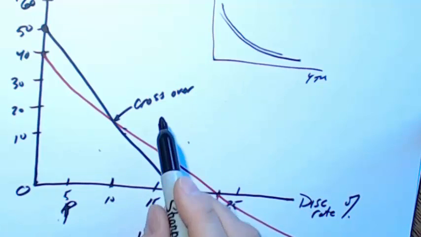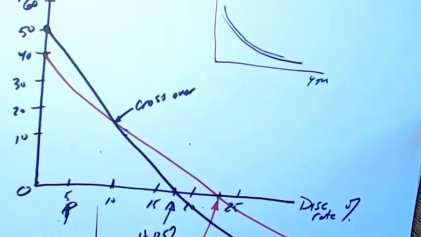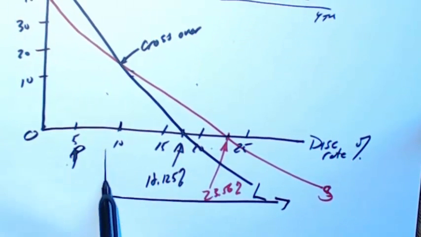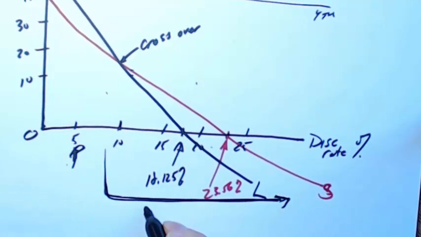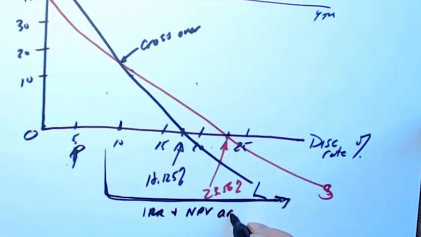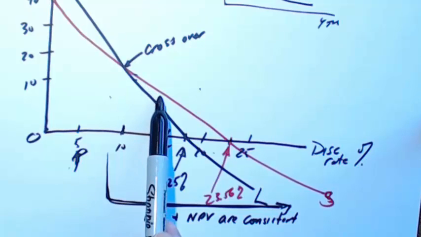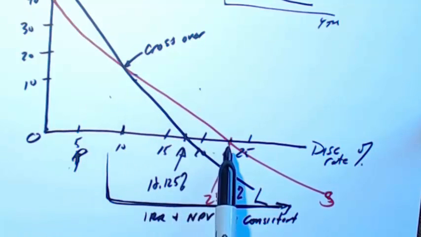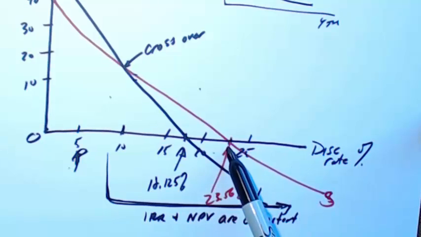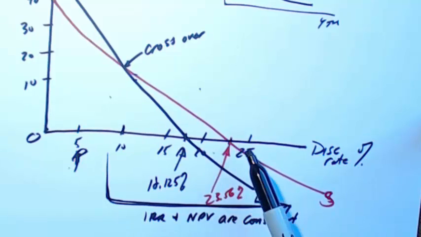So from here on, IRR and net present value are consistent. They give you the same solution. In other words, the winner is S when you have a high weighted average cost of capital, and that's what internal rate of return is telling you.